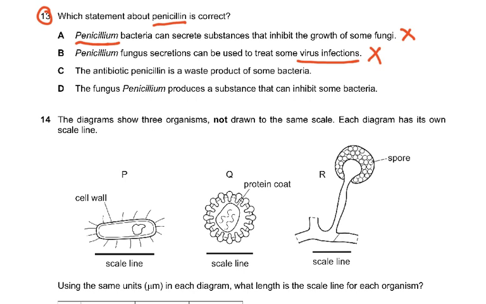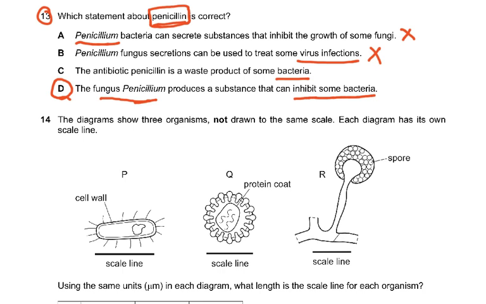Then number C, the antibiotic penicillin is a waste product of some bacteria. No, it could be an excretory product produced by the fungus, but it's not produced by bacteria. So naturally, we narrow it down to D, which is the correct answer. The fungus penicillium. Please understand, penicillium is the fungus. Penicillin is the chemical that it produces, a substance that can inhibit some bacteria.